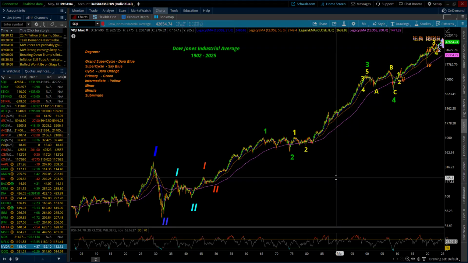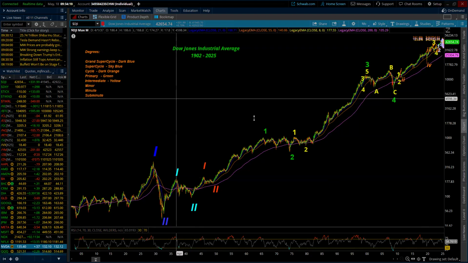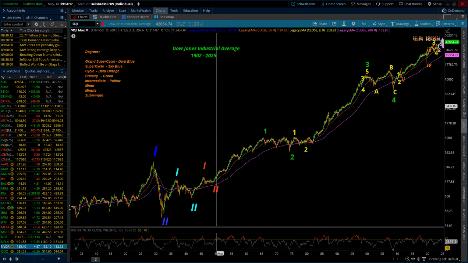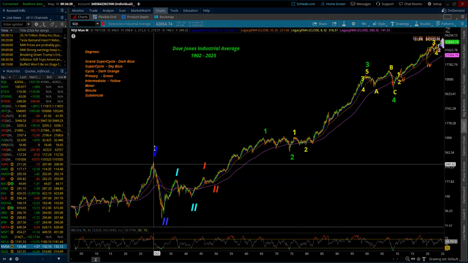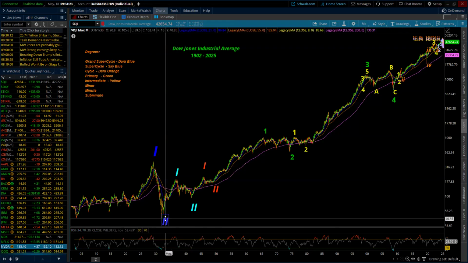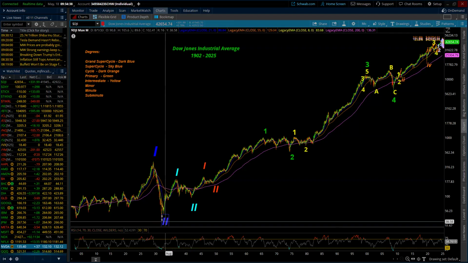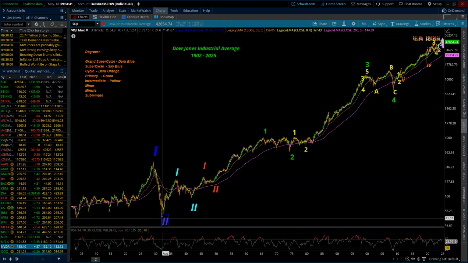Now, for those that maybe this is the first time that you're checking out my work, I'm going to start on the largest picture that I have, which again is this maximum monthly chart, going back 123 years. And I started this at the same place that R.N. Elliott put his grand supercycle start. And that was grand supercycle wave 1 completed at the 1929 highs. Grand supercycle wave 2 completed at the 1932 lows.